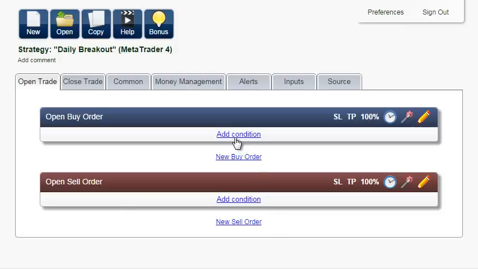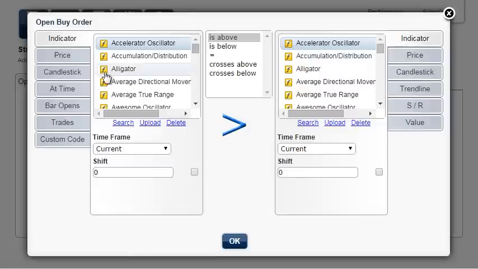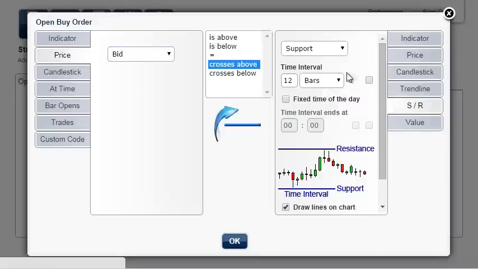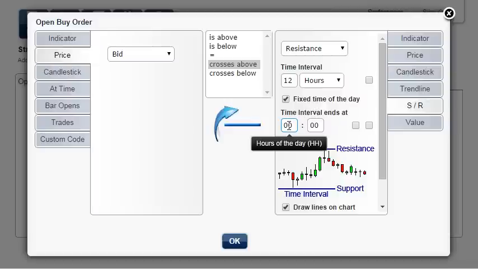Add condition, price. The MetaTrader charts show the bid price. Crosses above resistance. The time interval will be 12 hours, at fixed time of the day, and the time interval ends at 10 o'clock.